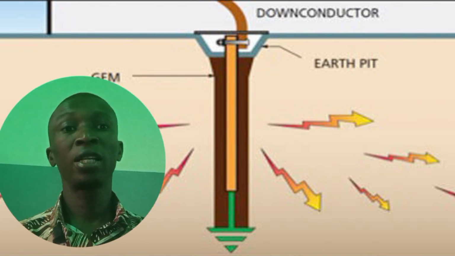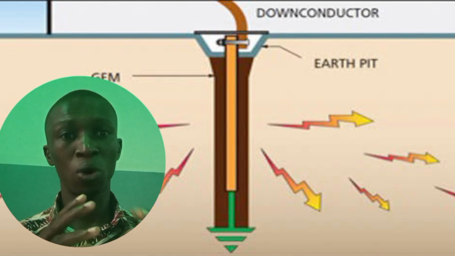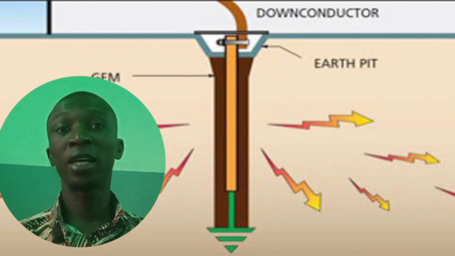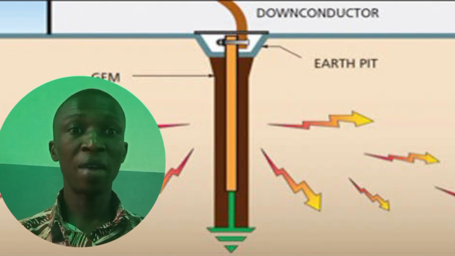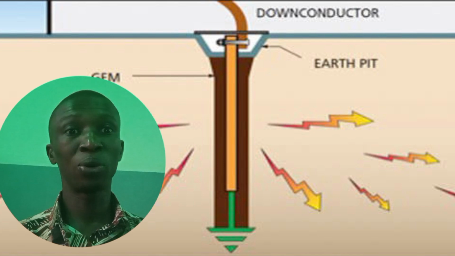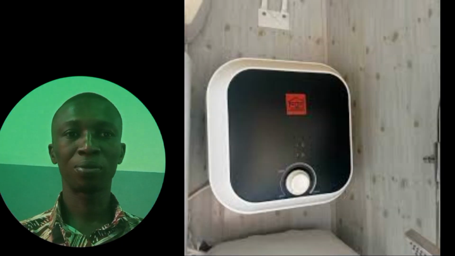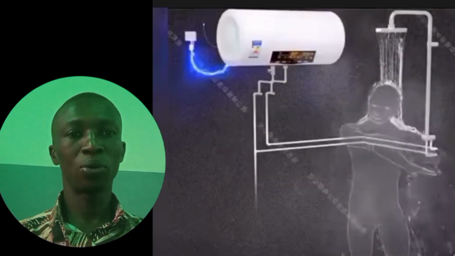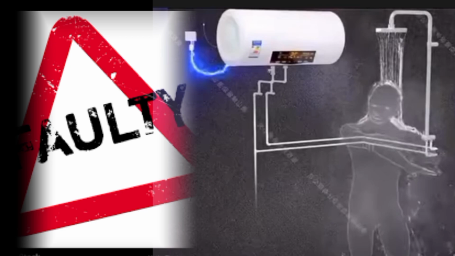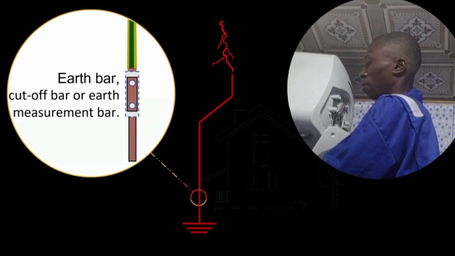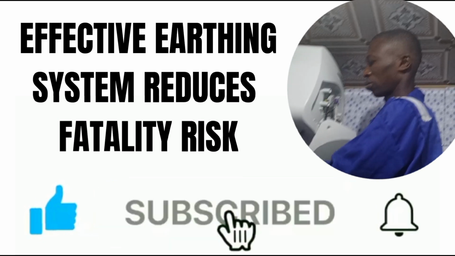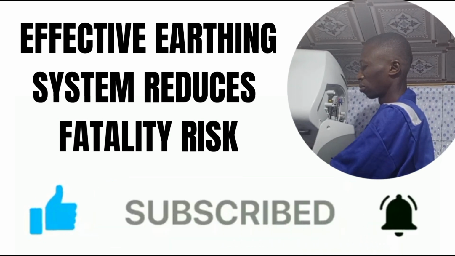Now, the next step to avoid this is by having an effective earthing system. An effective earthing system in the house is very, very important, because in an event where the water heater is faulty and current from the live goes into the container, what happens? The earth grounds it automatically. It will reduce the risk of causing fatality to the end user. It reduces the risk drastically.